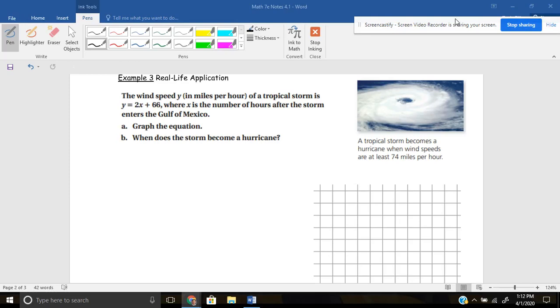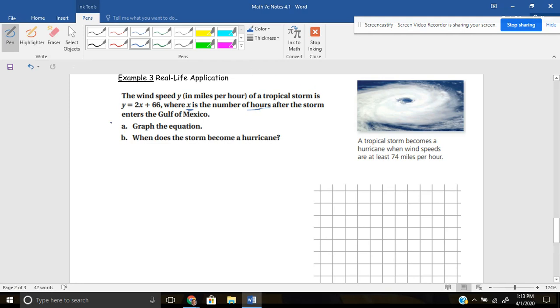In the real life application, it says the wind speed, y, in miles per hour of a tropical storm is y equals 2x plus 66, where x is the number of hours after the storm enters the Gulf of Mexico. It wants us to graph the information first and then find out when a tropical storm becomes a hurricane. In the context of this problem, x is talking about our hours after a storm enters the Gulf.